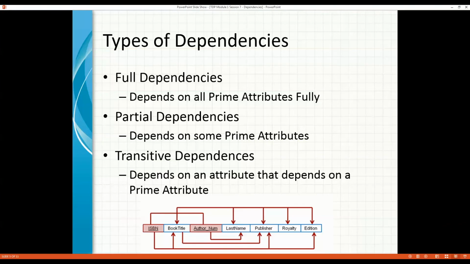Transitive dependencies are when you have an attribute that doesn't directly depend on a prime attribute, but instead depends on another non-prime attribute. So, for example, if we look at the example below us, we see that there is a last name. This last name depends on the author number, but the author number depends on the ISBN. Or we can also take a look at how the publisher and last name or royalty or edition depend on the book title. And the book title itself depends on the ISBN. So there we might also see a transitive dependency.